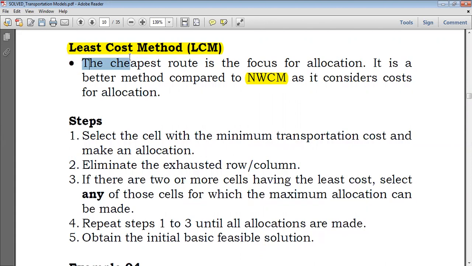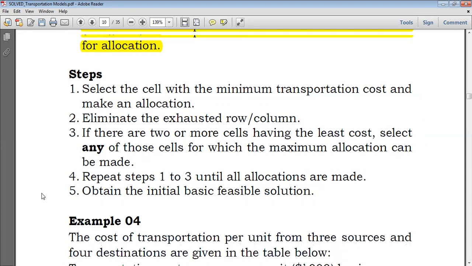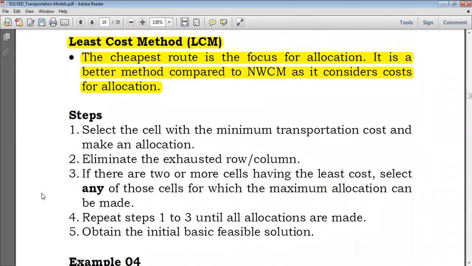Just as the term states itself, of the least cost, the cheapest route is the focus for allocation. It is the better method compared to the northwest corner method as it considers cost for allocation. So it really considers costs. The following are the steps to use so as to reach the solution.